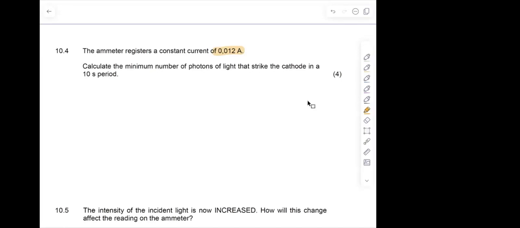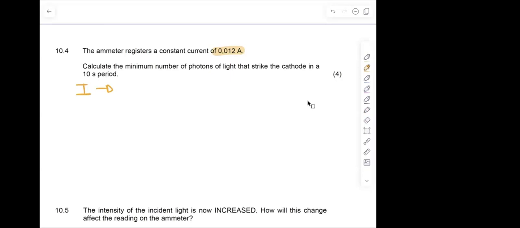Okay, so 10.4, the ammeter registers a constant current of 0.012 amps. Calculate the minimum number of photons of light that strike the cathode in a 10-second period, right? So I've got current. I need to figure out how many photons. So from the current, to figure out photons, I'm going to need to do the following. I'm given current, my I. To get to photons, I need to first work out, well, how many electrons? How can I get to electrons?